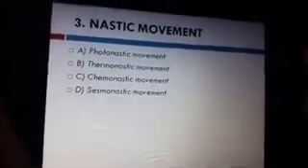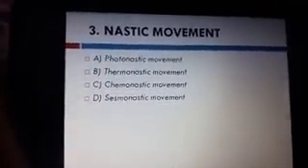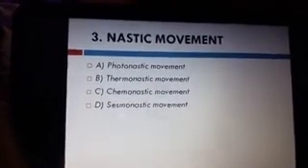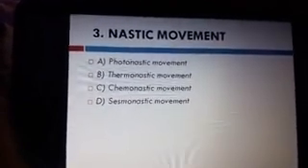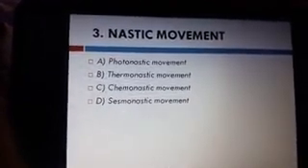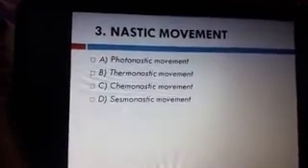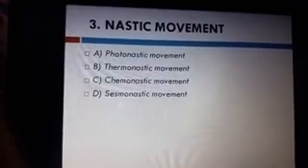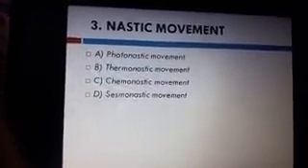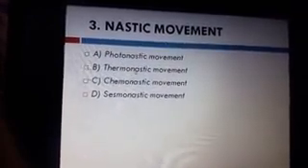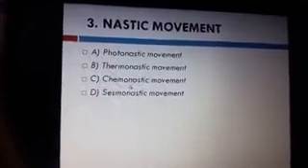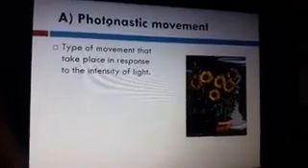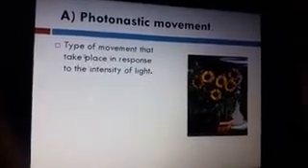Nastic movement. A nastic movement is the movement of a plant organ that bears no relation to the direction of the stimuli but is responsive to the intensity of the stimuli. And according to the nature of the stimuli, nastic movement can be classified as photonastic movement, thermonastic movement, chemonastic movement, and seismonastic movement.